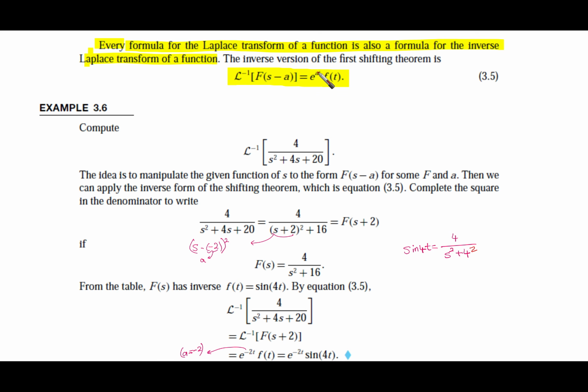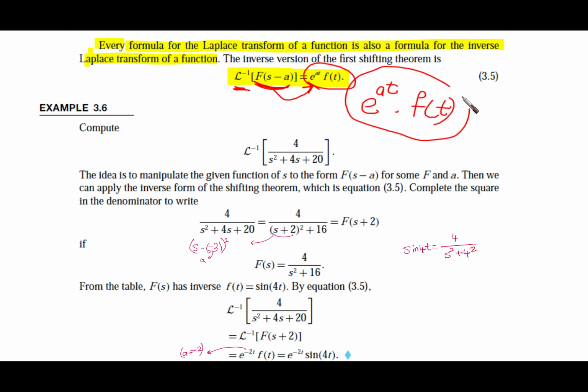The inverse version of the first shifting theorem is, if we take the inverse Laplace transform of F of s minus a, then it will be L raised to minus 1 of F of s minus a. This is the first shifting theorem, right? Then what is the inverse of it? Exactly, it is going to be e raised to at times the function itself. That's it. This is what we are going to have. So this will help us very much in the solution, as we are going to see here.